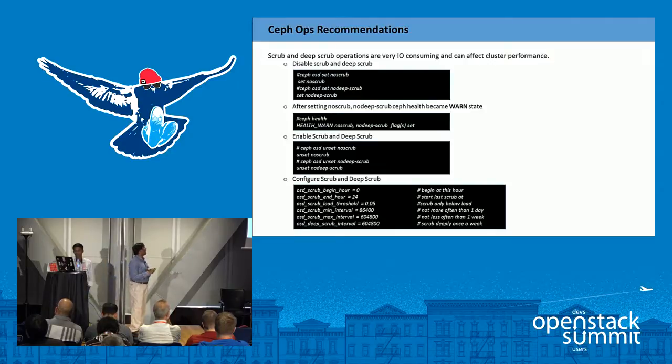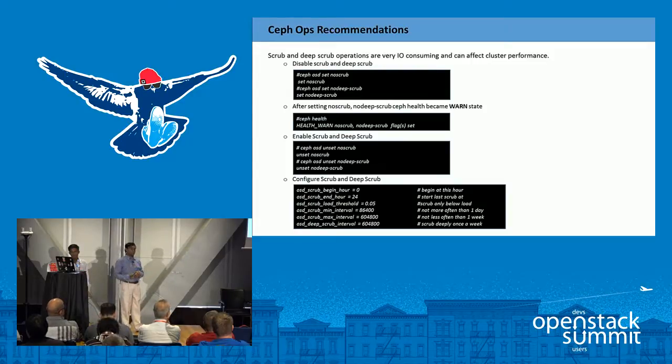Scrubbing is a simple, light scrub. It just checks that the object size and the attributes are fine; it doesn't do more than that. But deep scrubbing reads every piece of data and checks the checksum to make sure everything is fine. So deep scrubbing takes a lot of CPU cycles and impacts the performance of the existing cluster.